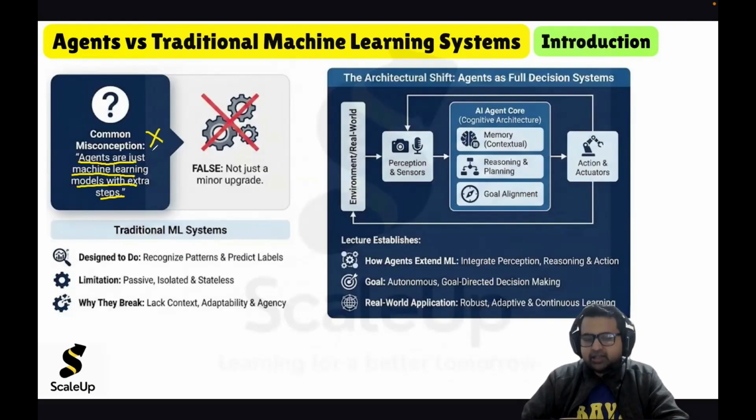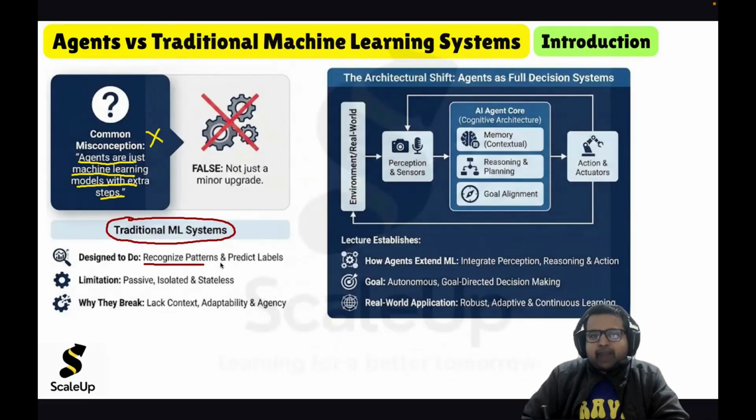If you talk about traditional machine learning systems, they are designed to recognize patterns and predict labels. They are very good at recognizing patterns and they can just predict labels. They can do predictions, like classification, regression, recommendation or forecasting. Now the limitation of traditional machine learning systems is that they are very passive in nature, meaning they can only do the prediction. They cannot plan, they cannot reason, they cannot act. So they are passive, isolated and stateless.